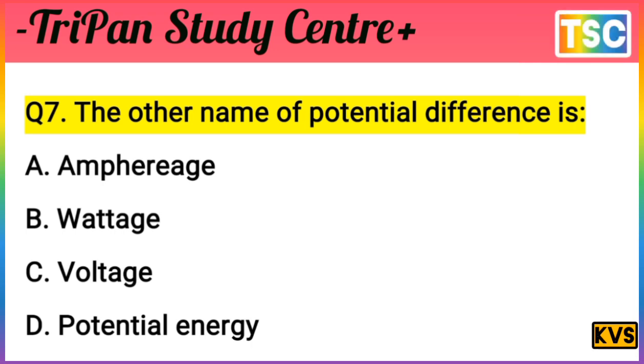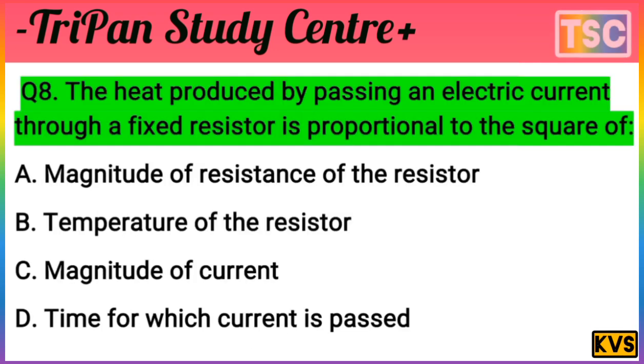Let's see the next question on your screen. The heat produced by passing an electric current through a fixed resistor is proportional to the square of... The question is clear.